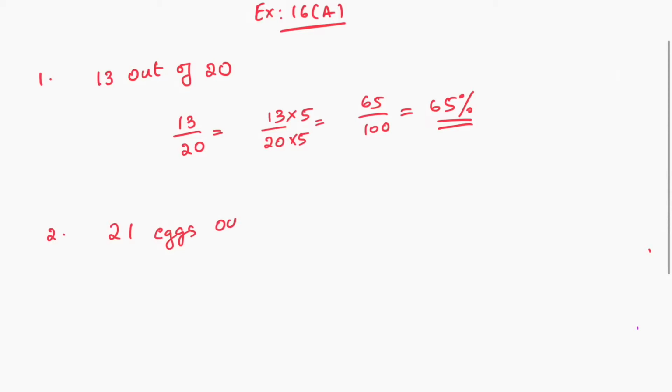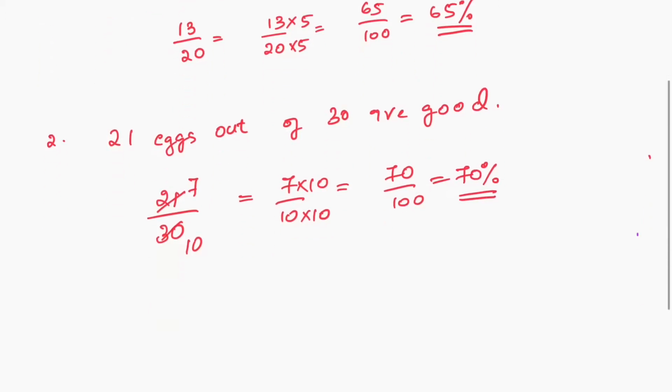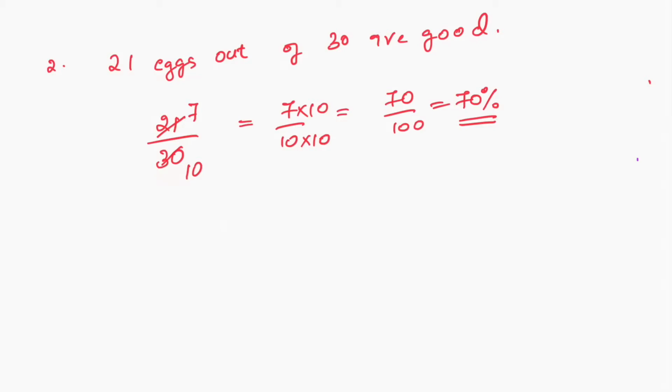Now coming to the next one. 21 out of 30 are good. So I can write it as 21 by 30. Then I can cancel them. 3 goes how many times? 7 times. And 3 goes 10 times. So I get 7 by 10. Now in order to make this 10 equal to 100, I multiply with 10. So I get 70 by 100, that is equal to 70%.